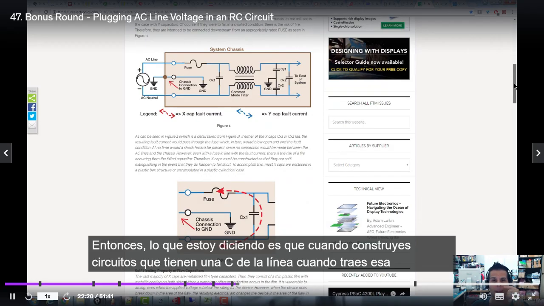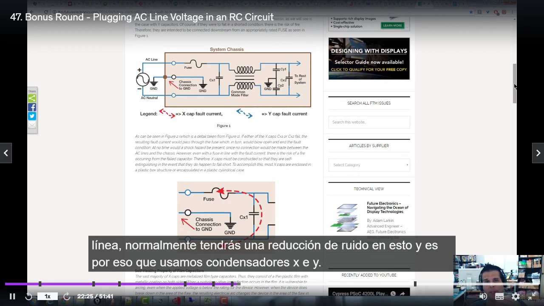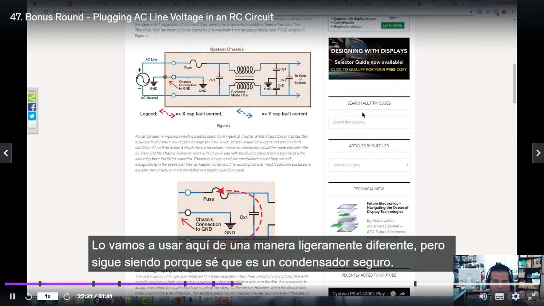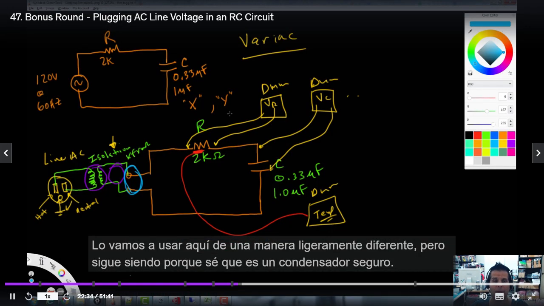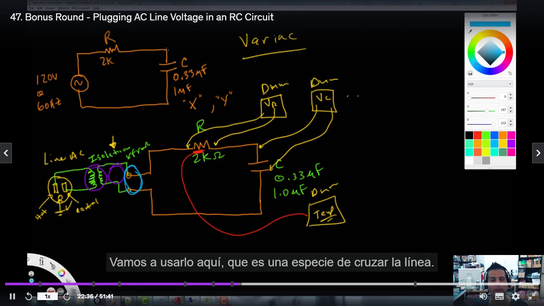So what I'm saying is, when you build circuits that have AC from the line, when you bring that line in, typically you're going to have some noise reduction and this and that, and that's why we use X and Y capacitors. We're going to use it here in a slightly different way, but because I know it's a safe capacitor, we're going to use it here, which is kind of across the line.